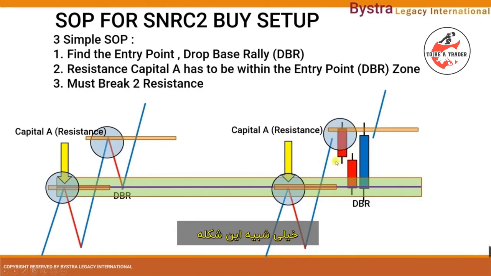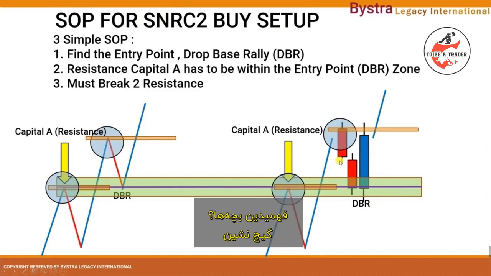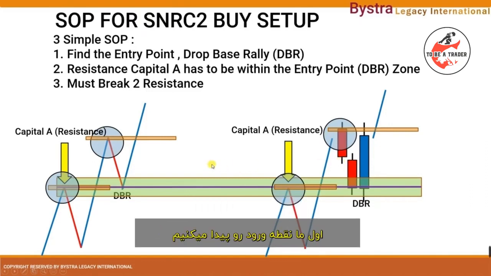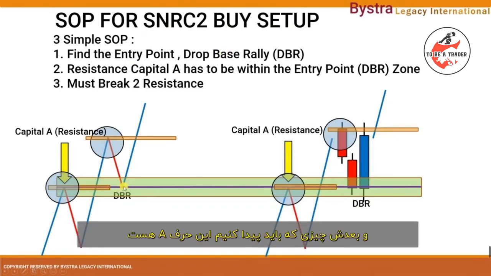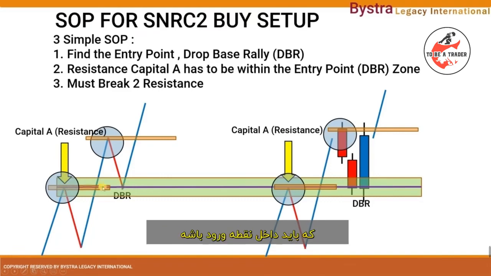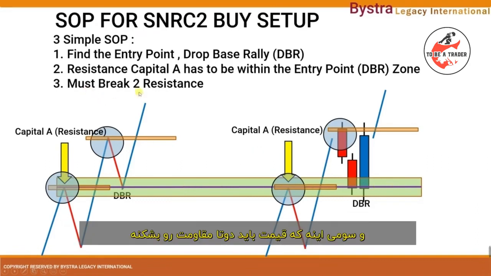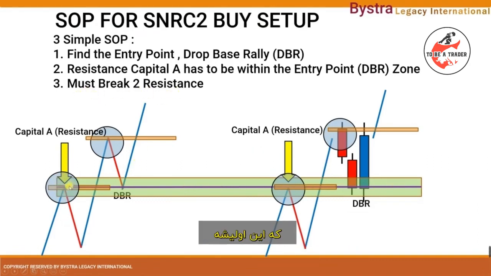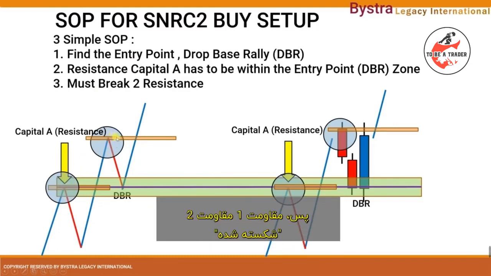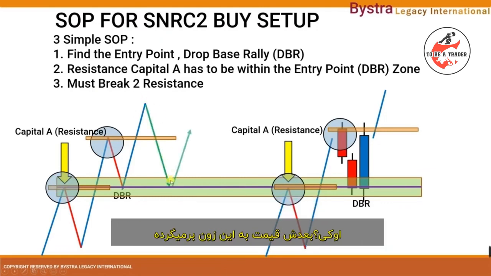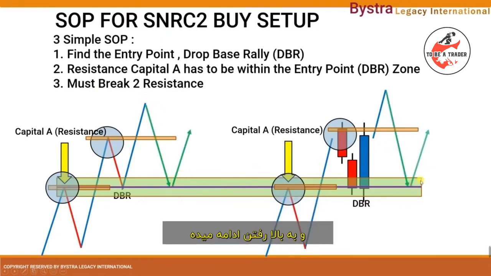Something very similar. Do you get it, guys? Don't get confused, this is a very simple SOP. First we find the entry point, which is the drop base rally, and then the next thing we need to find is the capital A has to be within the entry point. As you can see, this is aligned with the entry point. And third, it must break the 2 resistance: this is the first one, it broke the second resistance. So resistance 1, resistance 2, it broke. Then price will come back to this zone and continue upwards. Got it? Very good.